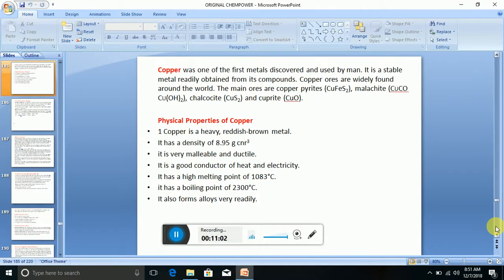So that is where we're going to be stopping. In subsequent classes, we are going to be looking at copper.